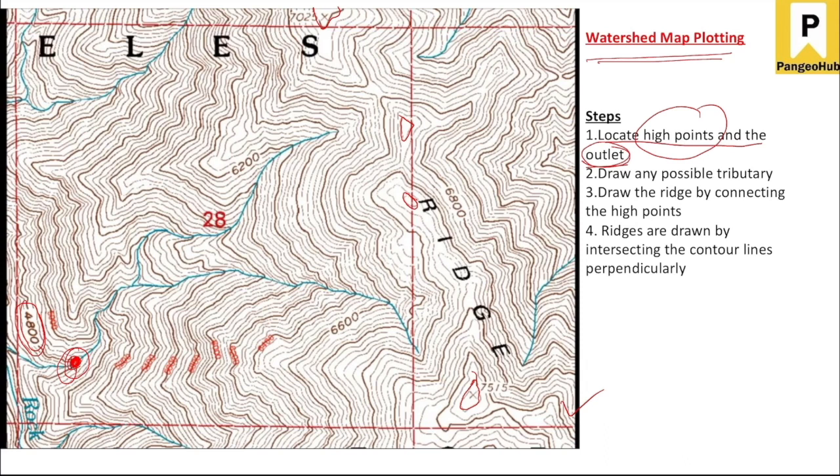Now we should draw the ridge line because it is the elevated land area. If you go to the right side, you find that the contour elevation is decreasing. If you go to the left, you also find that the contour elevation is decreasing. That means it is a ridge area which separates two different watershed systems. So join it, and while joining, you should cut the contour lines perpendicularly.